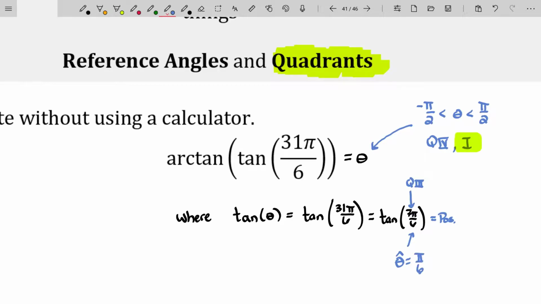If you need to review that, I have videos on that. There are several, maybe like 15 to 20 videos ago, but you should be able to find my reference angle video. But we know the reference angle is pi over 6. We're in quadrant 1, so reference angle quadrant done. So that means our actual angle is pi over 6. Not bad.